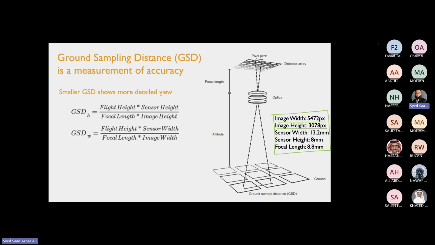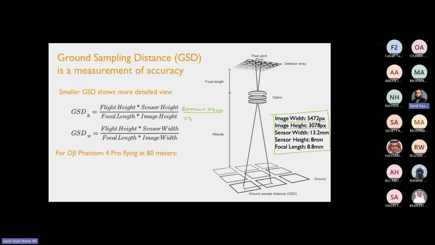The formulas are very simple. Flight height, which is the altitude, sensor height, which in this case is 8 millimeters, focal length, which in this case is 8.8 millimeters, and image height or image width, which is 5472. So if I put in numbers, for example for a DJI Phantom 4 Pro flying at 80 meters, since the GSD is in centimeters per pixel, everything has to be in centimeters. So 8,000 centimeters times sensor height, which is 8 millimeters, so 0.8 centimeter, and then focal length, which is 8.8, so 0.88.